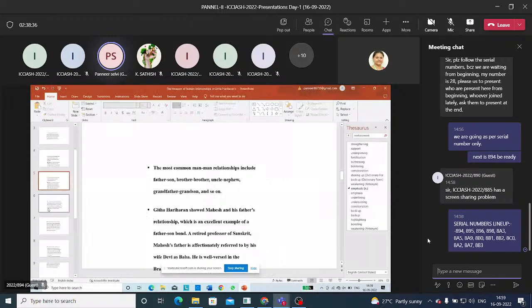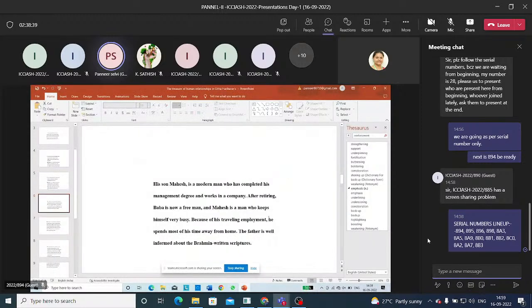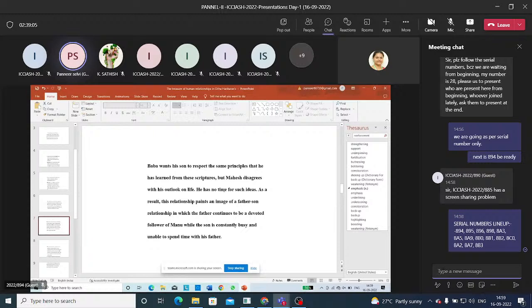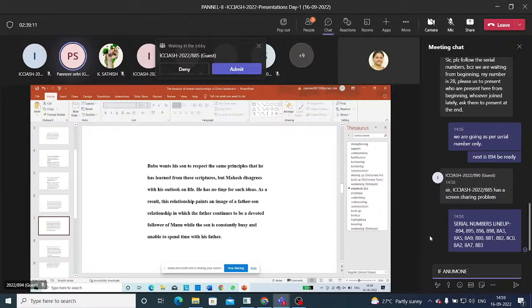His son Mahesh is a modern man who has completed his management degree and works in a company. After retiring, Baba is now a free man and Mahesh is a man who keeps himself very busy. Because of his traveling employment, he spends most of his time away from home. He doesn't have time to spend with his father, so he doesn't have time to accommodate his father's hobbies and so on. His father wants respect from his son, but he has no time for such ideas.